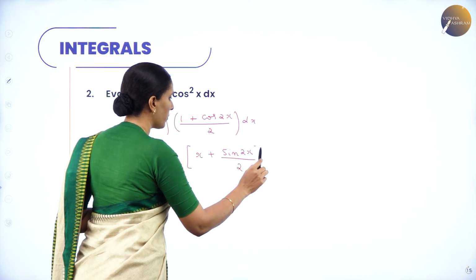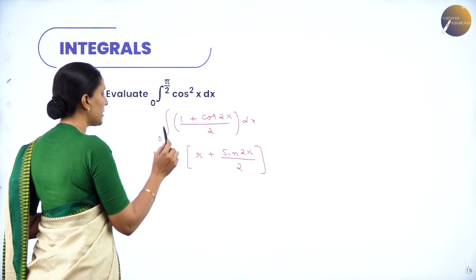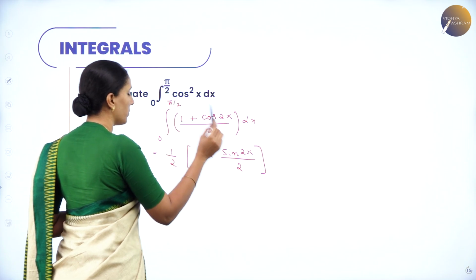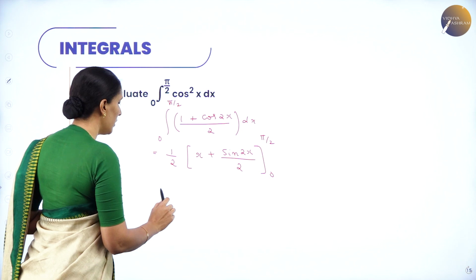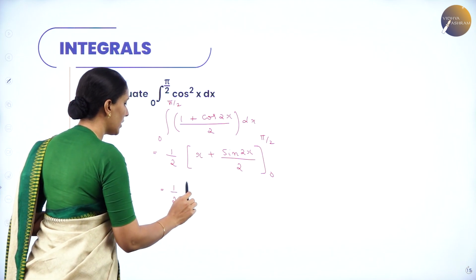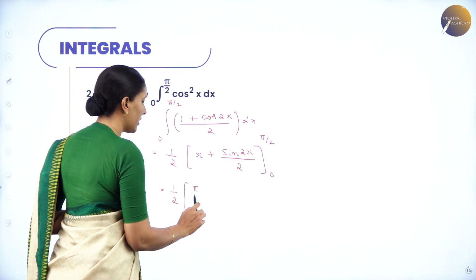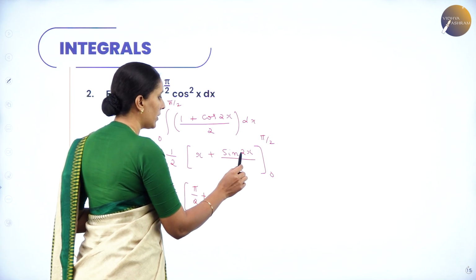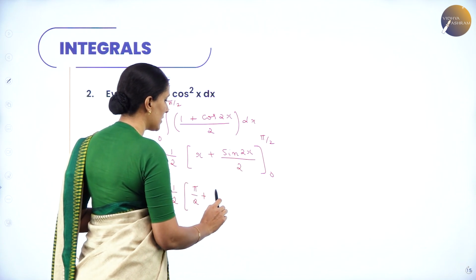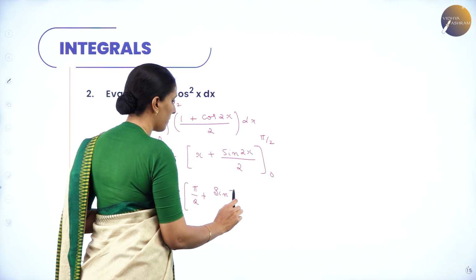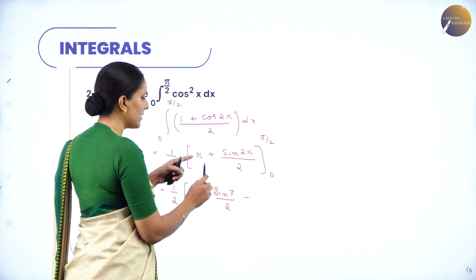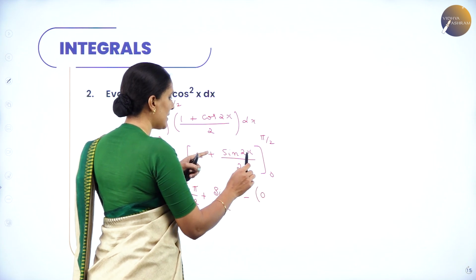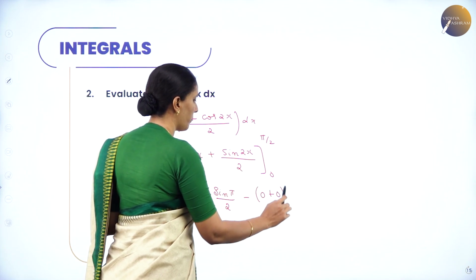divided by 2. Now let me apply the limit here, 0 to pi by 2. Here also 0 to pi by 2. Now let me keep half as a constant outside. So pi by 2 plus, 2 into pi by 2 is sin pi, divided by 2, minus x is 0 here, plus again sin 0 is 0.